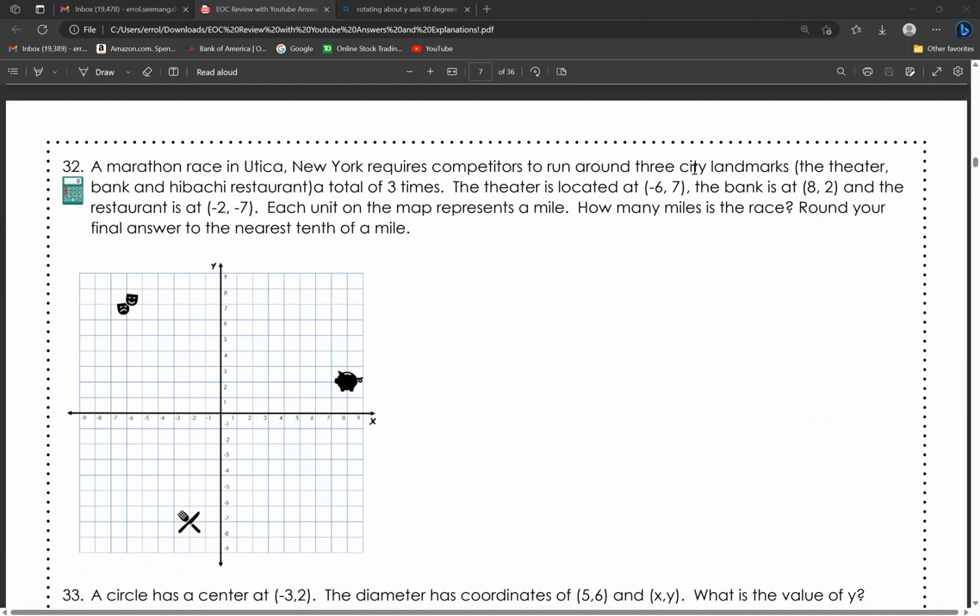32 is a word problem. How many miles is the race? Round your final answer to the nearest tenth of a mile. A marathon race in Utica, New York requires competitors to run around 3 city landmarks: the theater, bank, and hibachi restaurant, a total of 3 times. The theater is located at 6, 7. That's the one in the upper left. Bank is at 8, 2, the piggy bank, and the restaurant is the fork and the knife. Each unit on the map represents a mile. How many miles is the race?